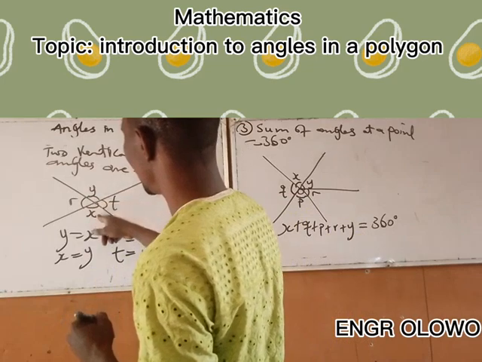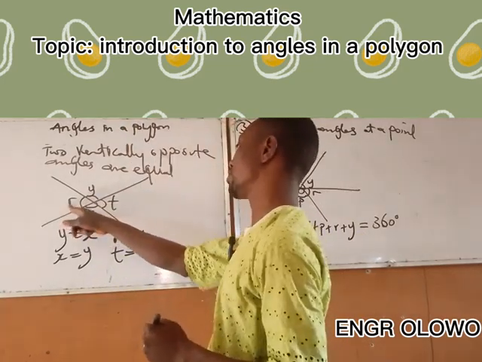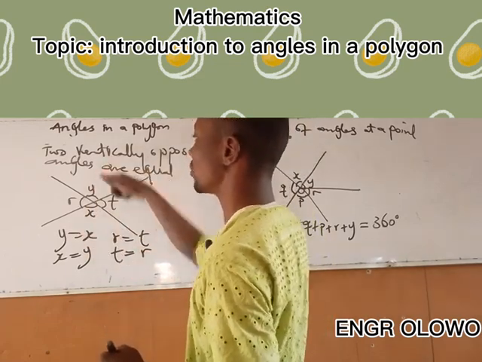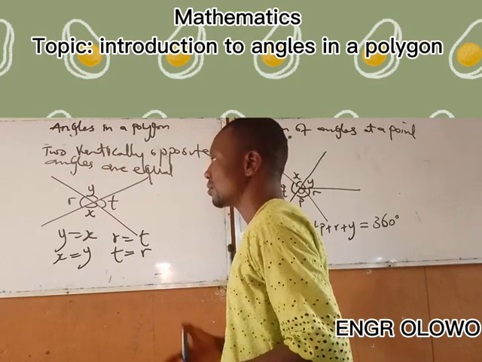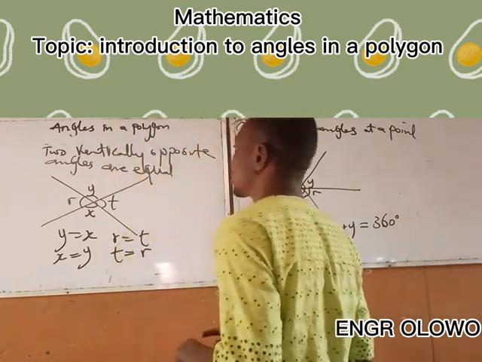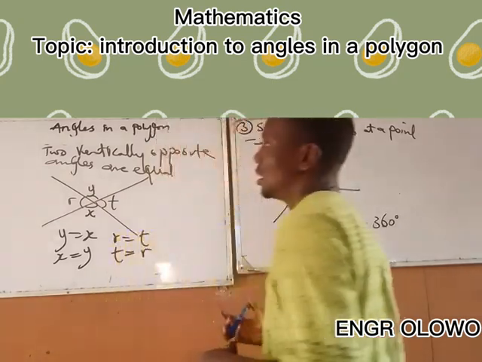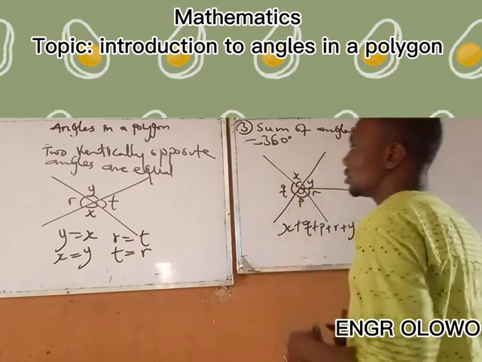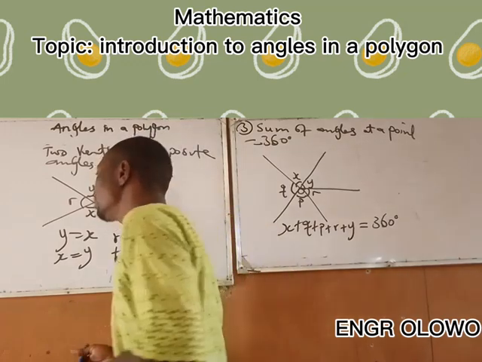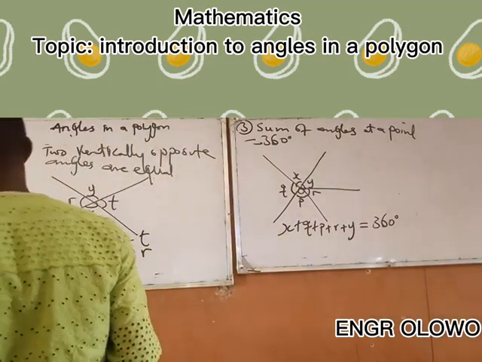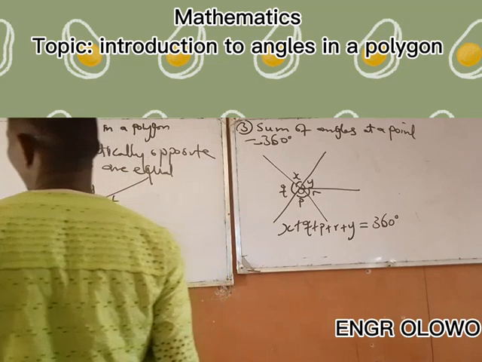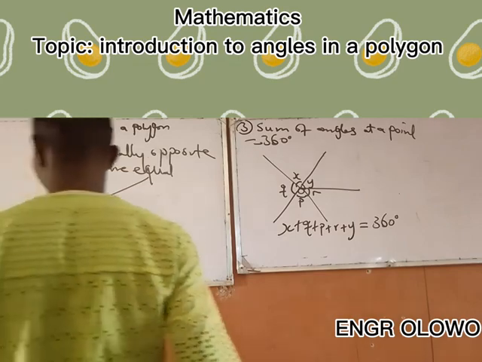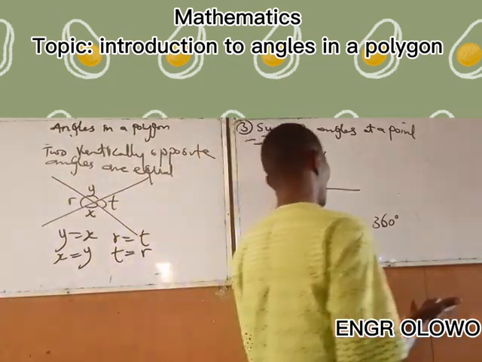Also if you look at the other opposite pair, R equals T and T equals R. The same thing that happens to Y and X happens to R and T, because they are vertically opposite angles. So if Y equals 10, X will also equal 10. If R equals 2, then T will also equal 2.